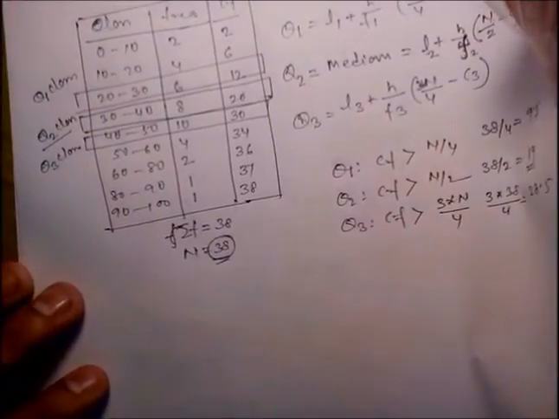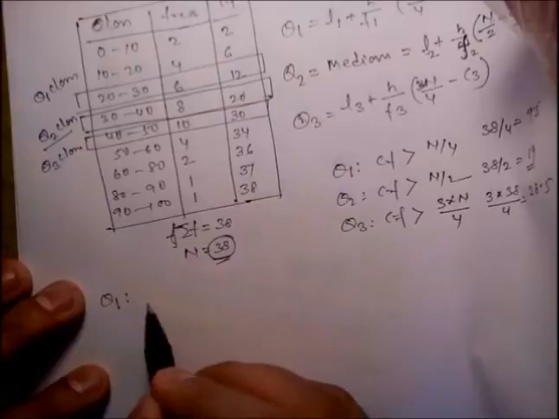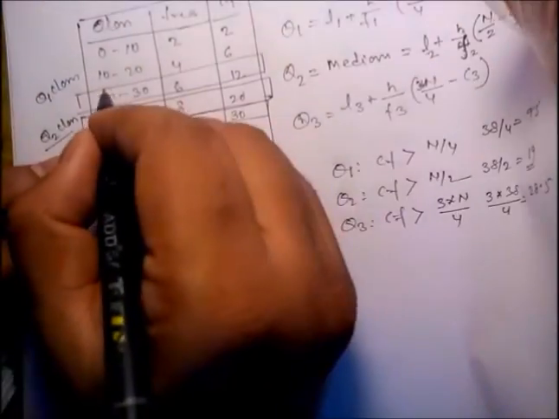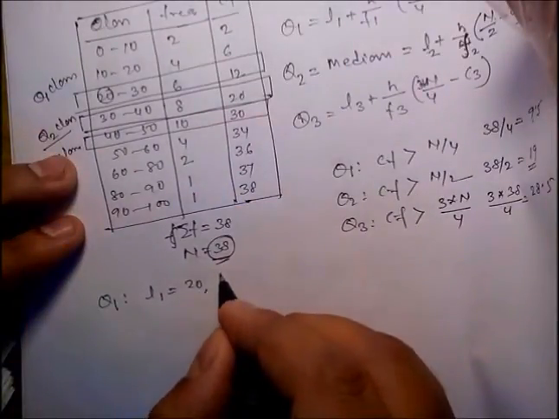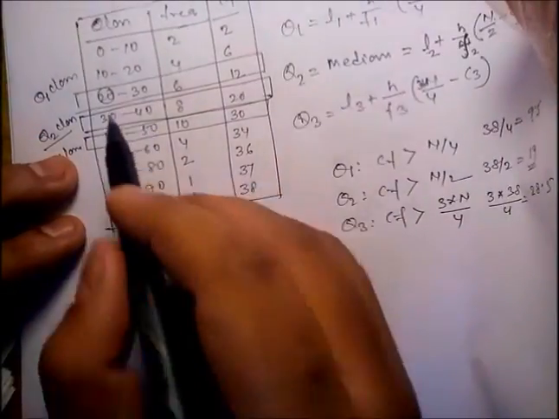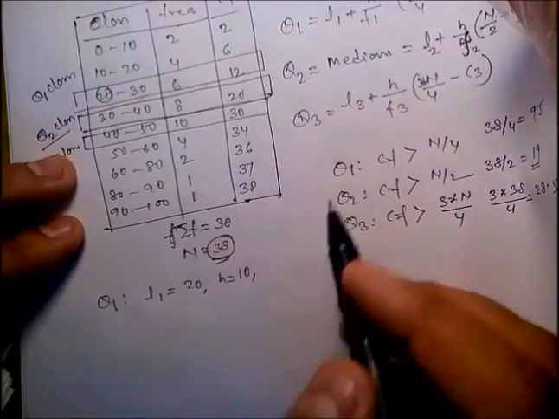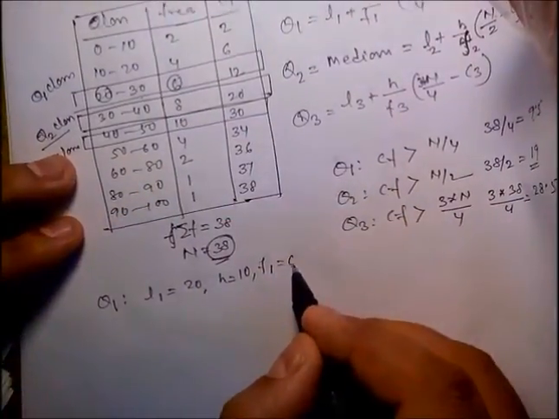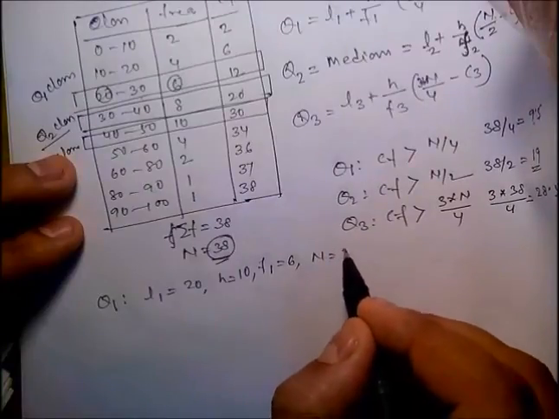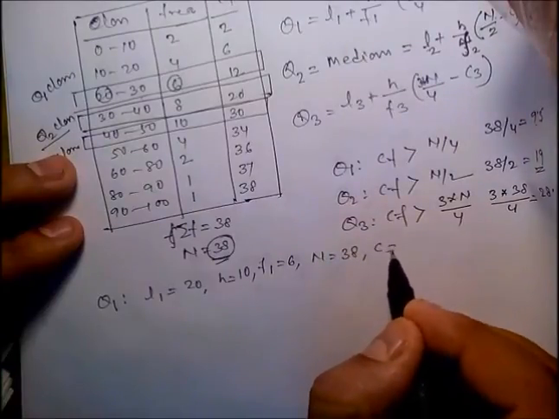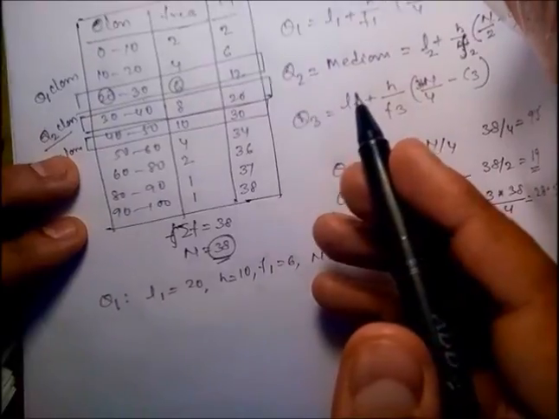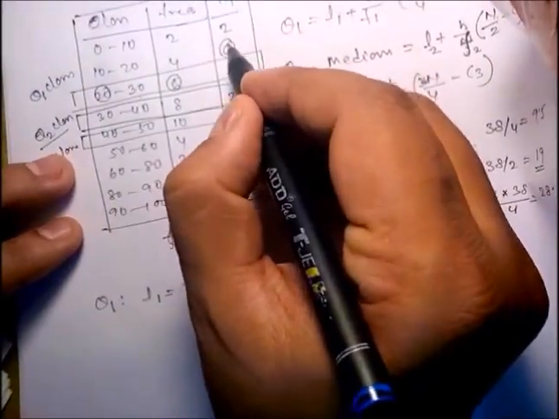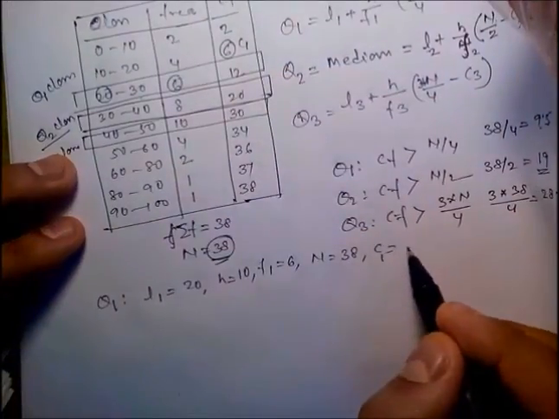So for Q1, L1 is equal to 20. Then H is equal to the class interval, 30 minus 20, which is 10. Next F1 is equal to 6. N is nothing but 38, and C is the preceding cumulative frequency, so that is 6. So this is our C1. So C1 is equal to 6.